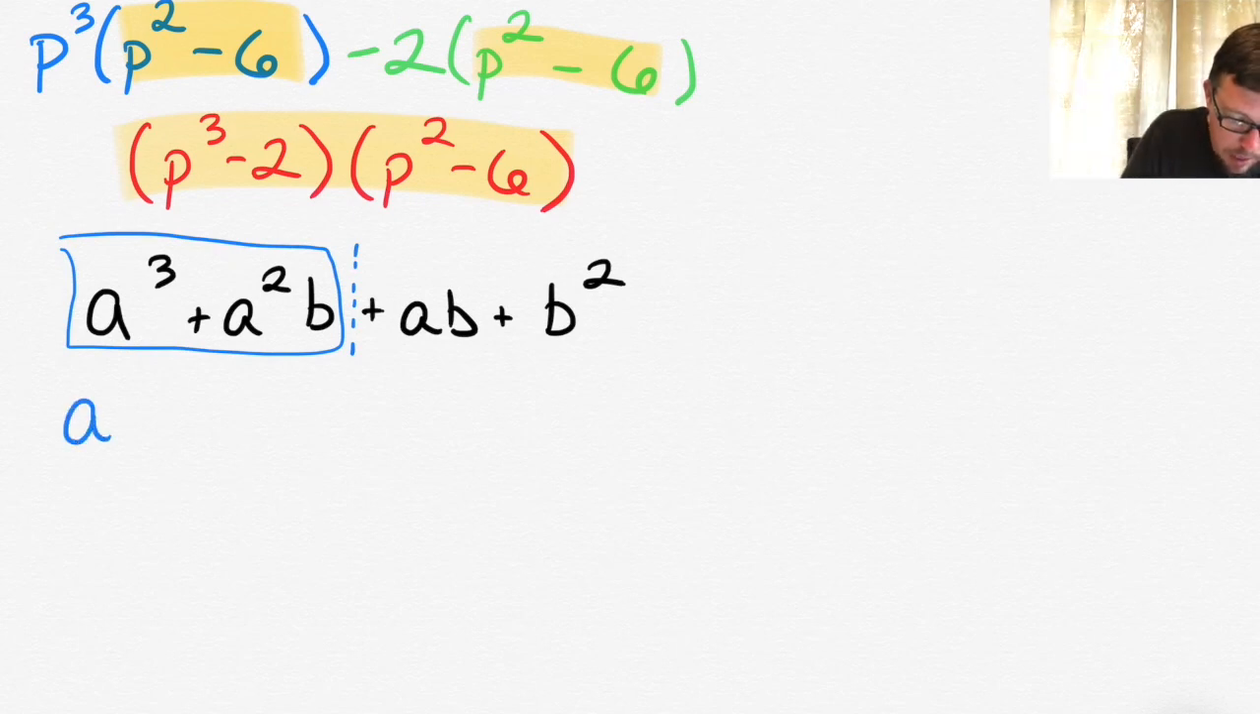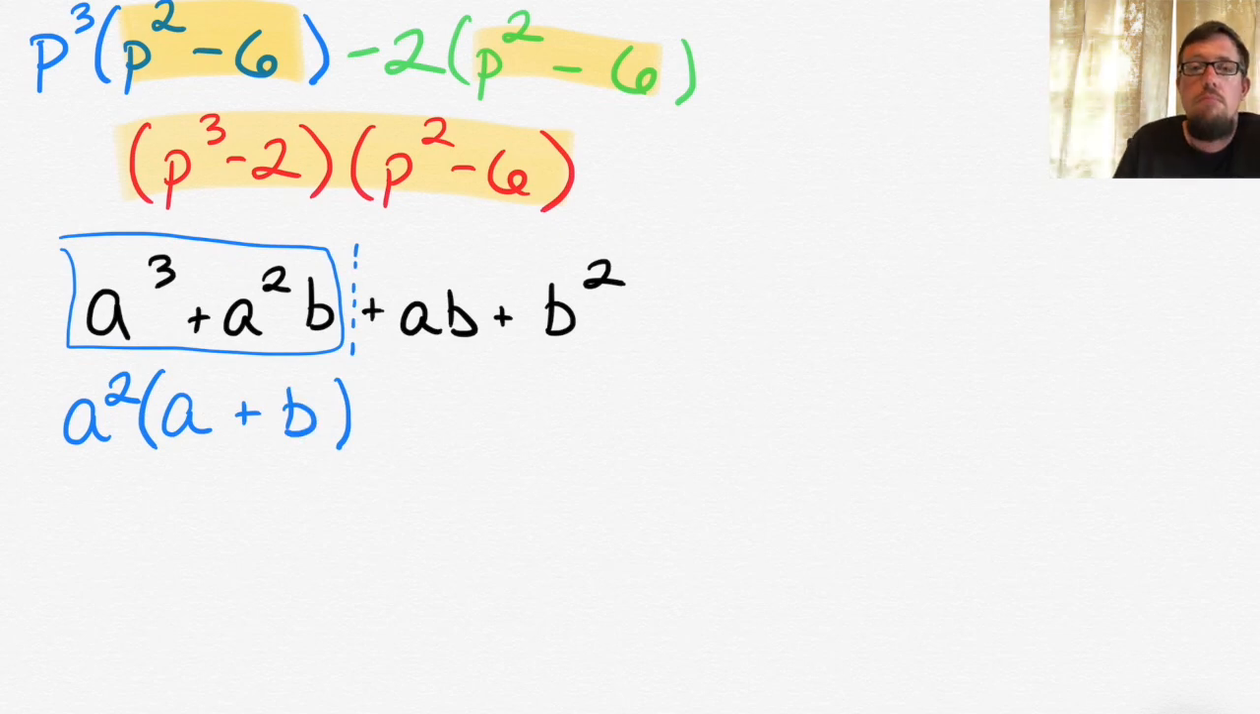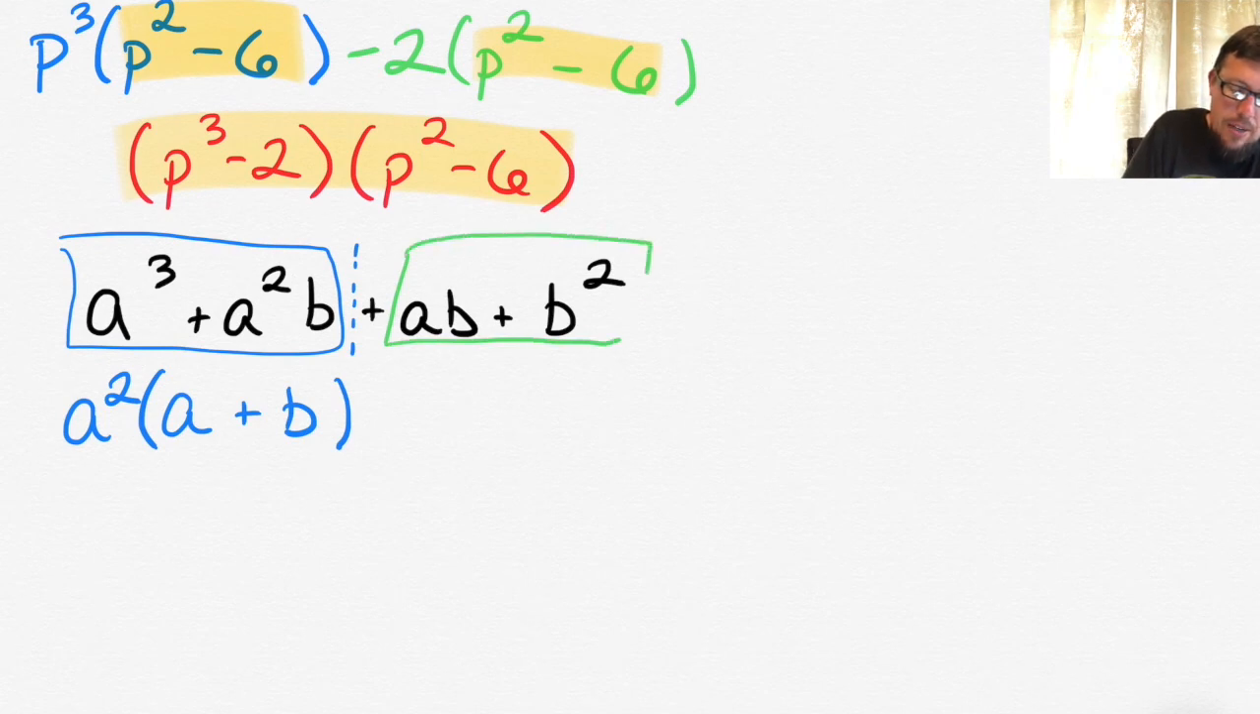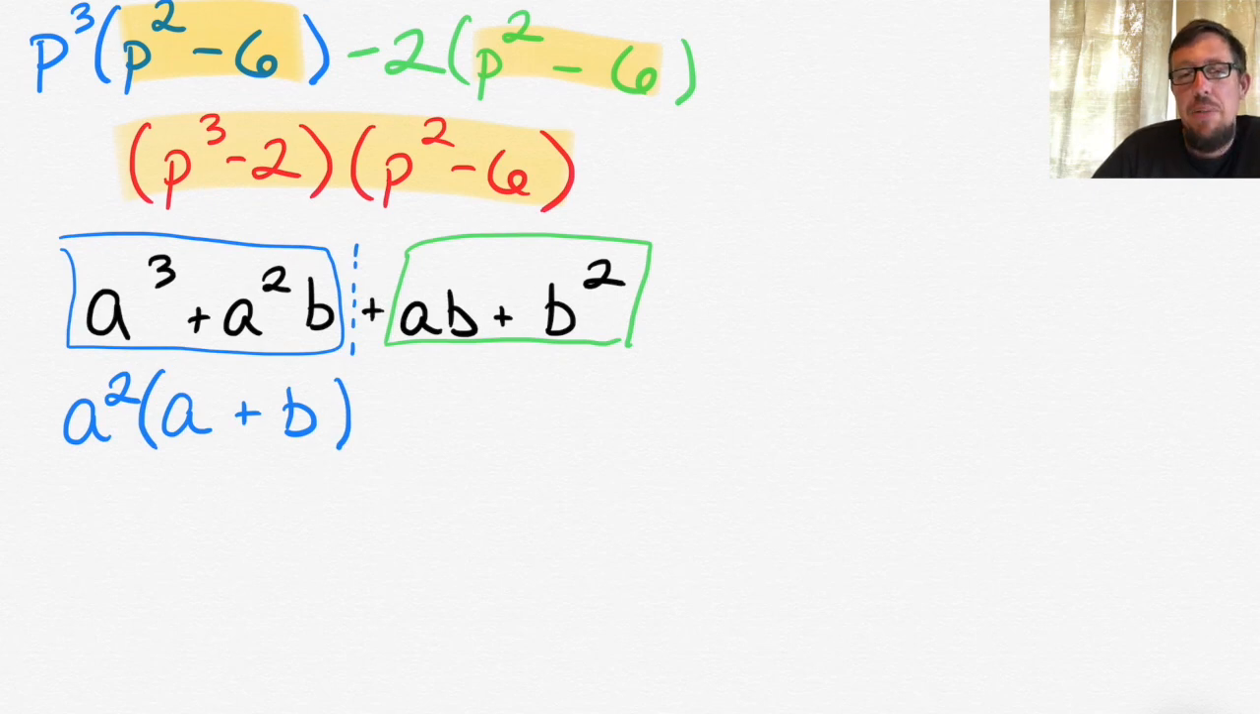So I'm gonna do a squared, and then in parentheses, I'll have a plus b. That's not a big deal, right? Simple. What could be easier? I know, lots of things could be easier, but it's not that bad. Next I have ab plus b squared.